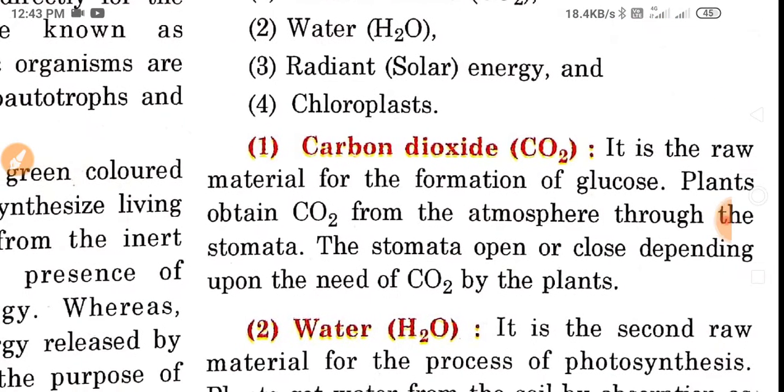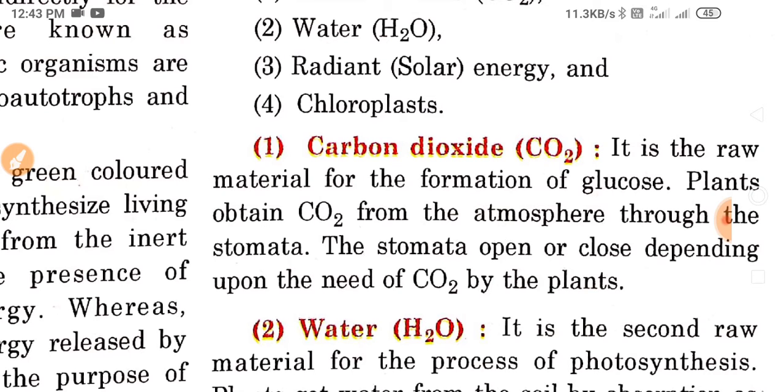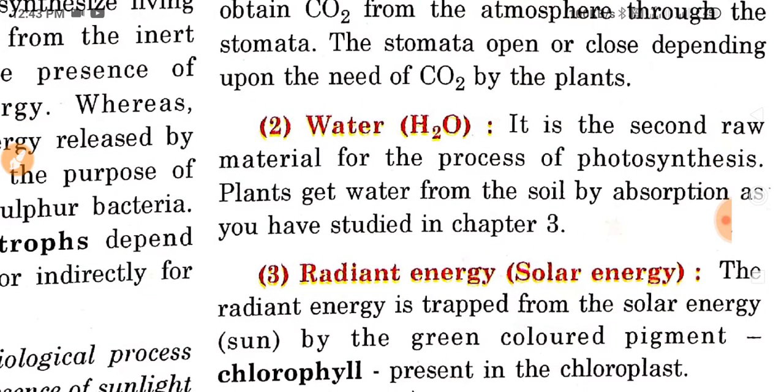Carbon dioxide is the raw material for the formation of glucose. So food is mainly formed from this carbon dioxide in the plant. Plants obtain CO2 from the atmosphere through the stomata. The stomata open or close depending upon the plant's need for CO2. Next is water, the second raw material for photosynthesis. Plants get water from the soil by absorption, as you have studied in chapter 3. That's why these chapters are given to you, so that you can relate one chapter with another. What is the importance of giving these chapters one by one in a sequence?